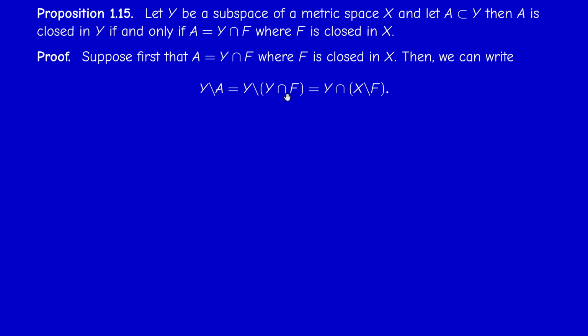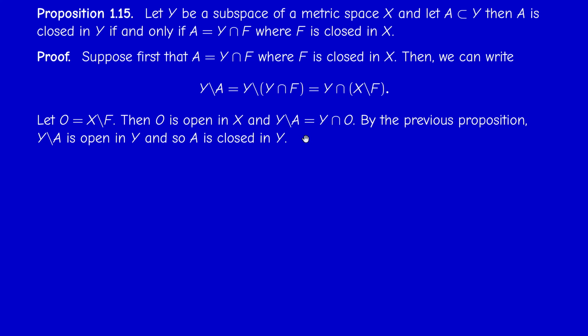Okay, how do you prove that? You can do double inclusion or equivalence, because a point x is in Y without (Y intersected with F) if and only if it is in Y, but not in Y and F. So it's in Y, but not in F. That's it. Now, if I let O be the complement of F in X, since F is closed in X, then O is open in X. And we can write Y without A as Y intersected with O. So by the previous proposition, Y without A is open in Y. Therefore, A is closed in Y.